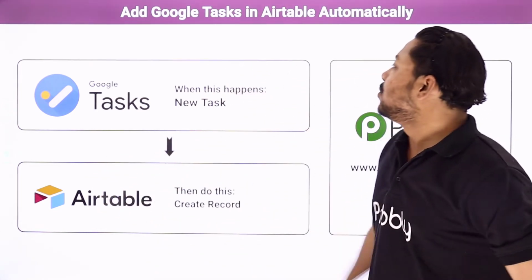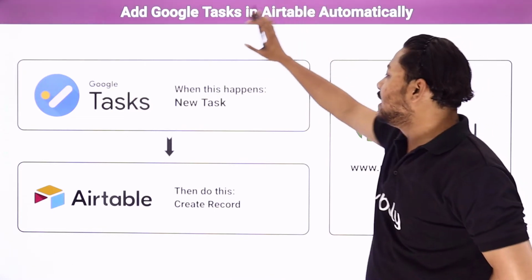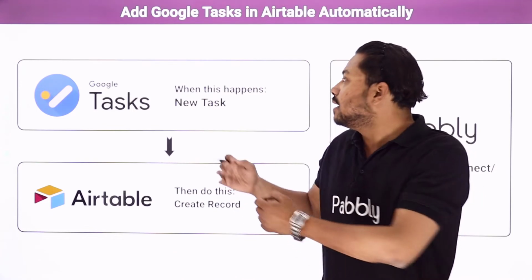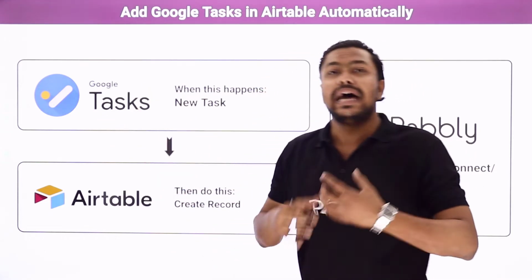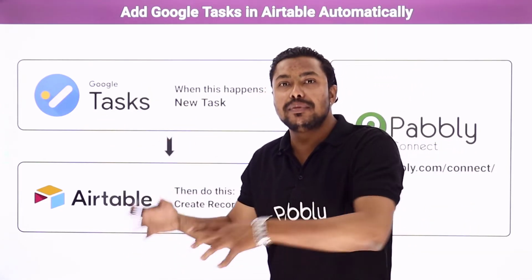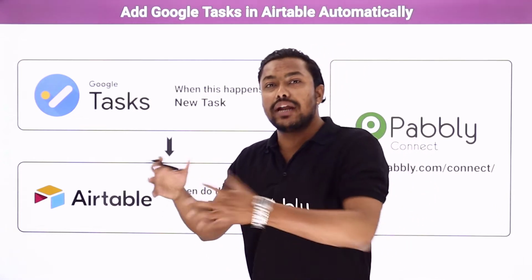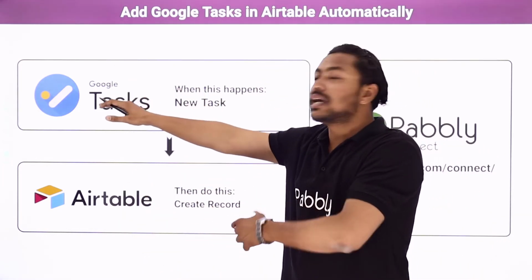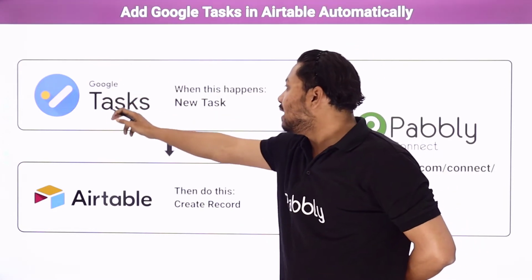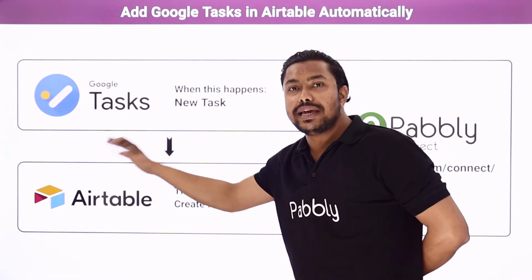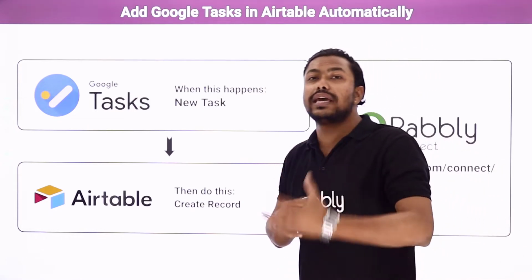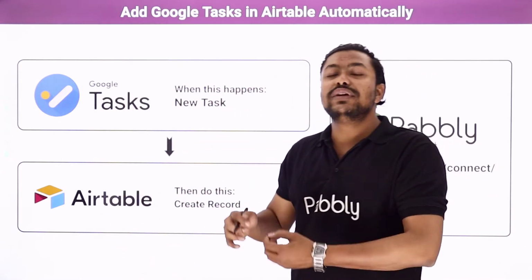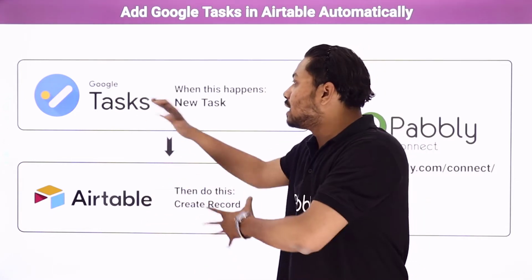So today I am going to tell you how you can add Google Tasks in Airtable automatically. Now suppose many people have been creating tasks on Google Tasks, and those people are your team members, your colleagues, or your employees. Whenever they create a new task in Google Tasks, an automatic record will be created in your Airtable database, where you can access them in one place, to see which colleague or which employee has done what kind of task.